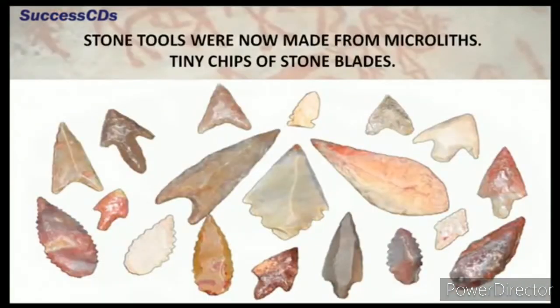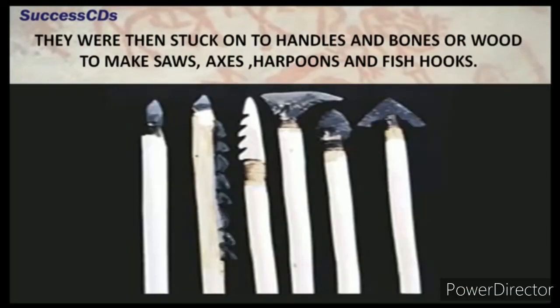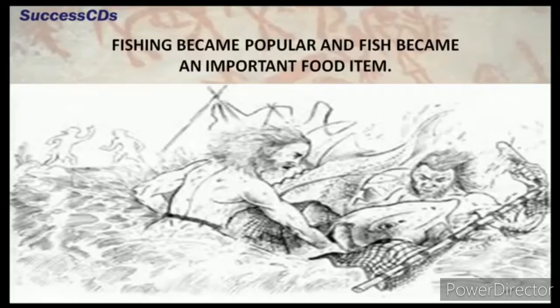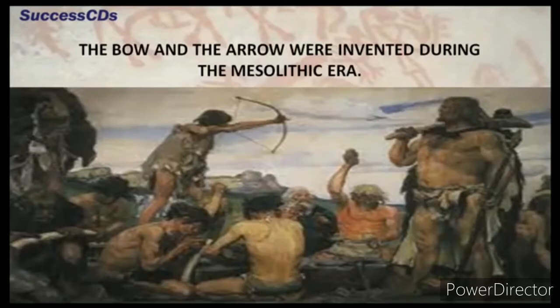Stone tools were now made from microliths, tiny chips of stone blades. They were then stuck onto handles and bones or wood to make saws, axes, harpoons and fish hooks. Fishing became popular and fish became an important food item. The bow and the arrow were invented during the Mesolithic era.